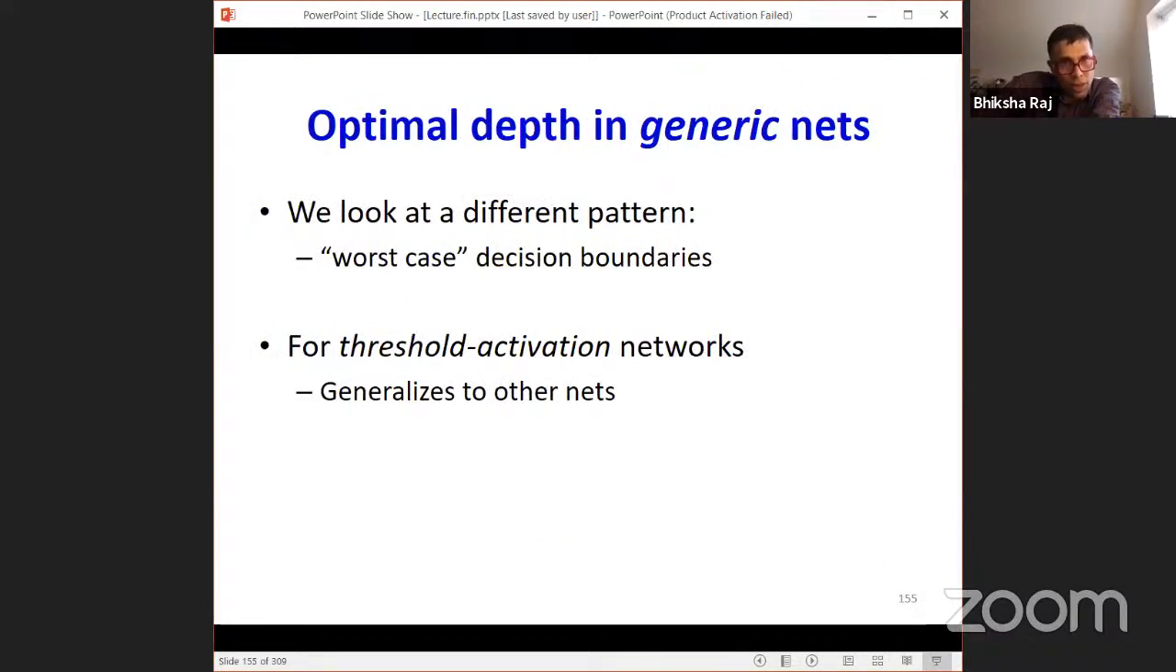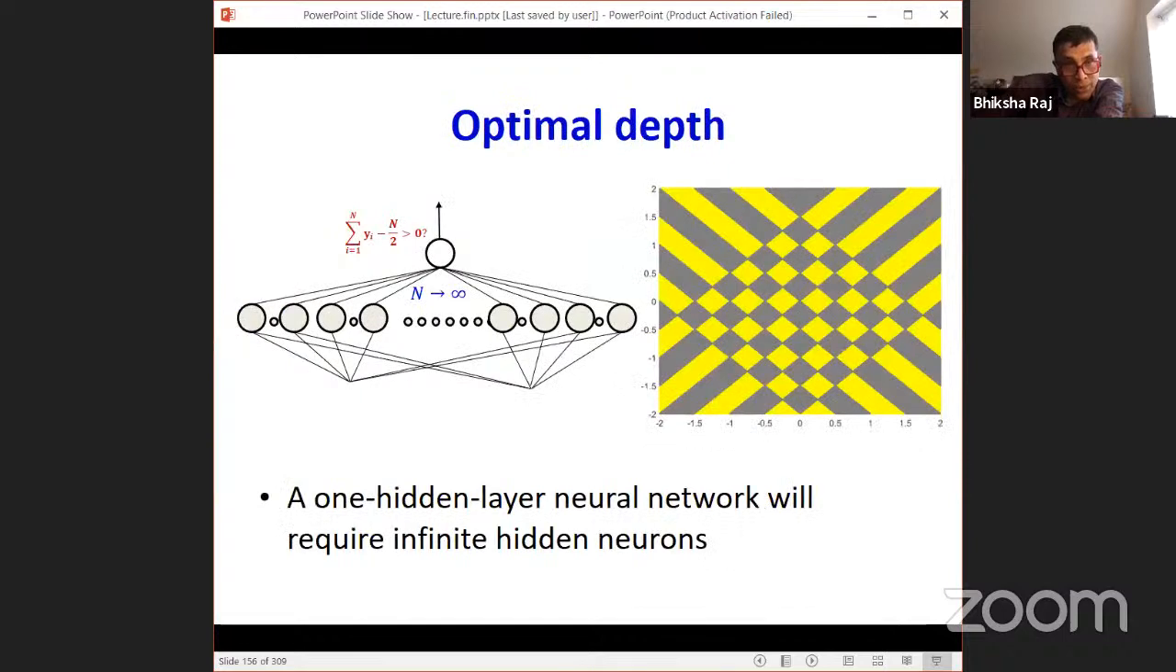Now, let's just take a quick look at generic nets, right? Worst case decision boundaries. Consider this guy. I'll stop after this little bit, okay? Consider this guy. Here is the decision boundary I want. I want a one in the golden regions and a zero in the black regions.